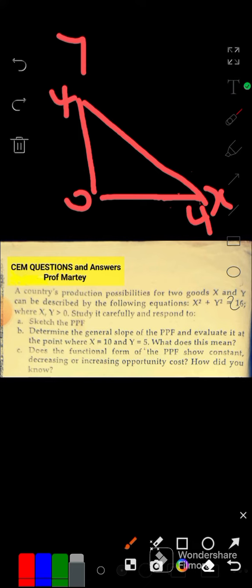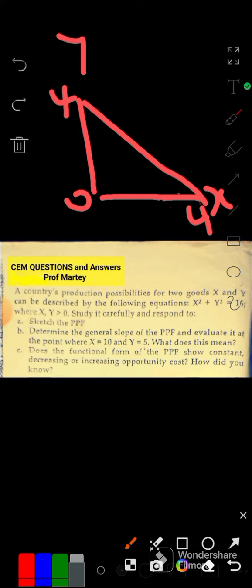So if I want to produce 1 unit of y, I'm going to sacrifice 1 unit of x. If I'm going to produce 2 units of y, I'm going to sacrifice 2. So you see it is constant on any amount of good that you produce. You just have to sacrifice the same amount of good that you sacrificed earlier. So that's how we sketch the PPF. That's our aim. So let's move on to B.